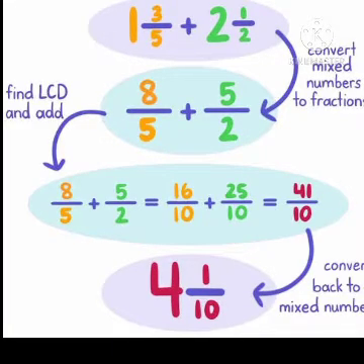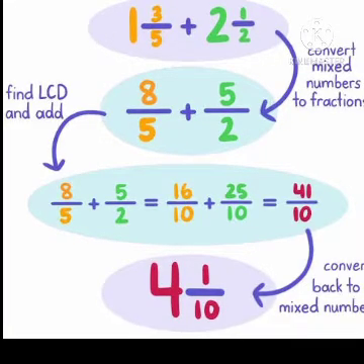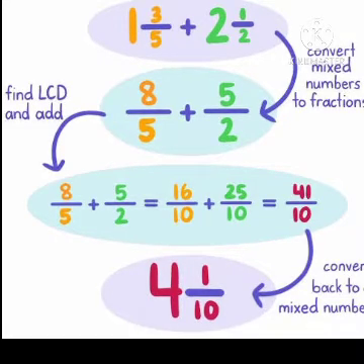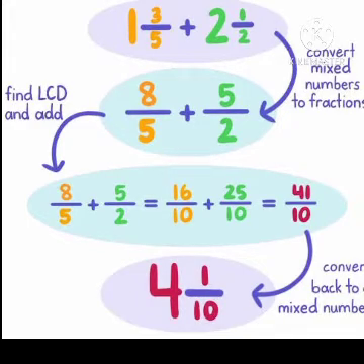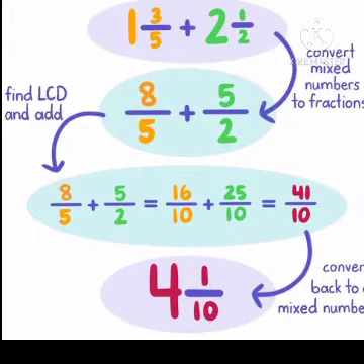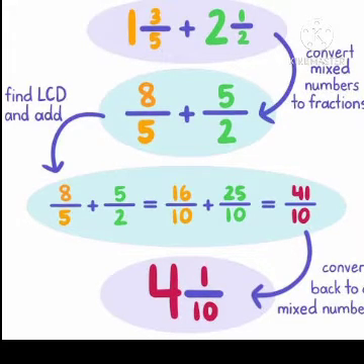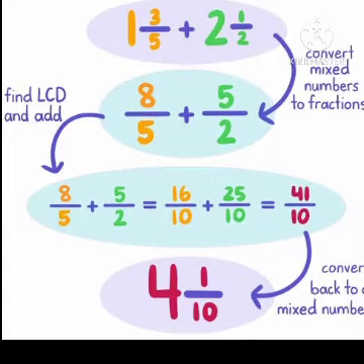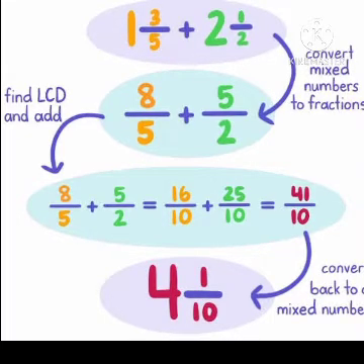Here 8 by 5 plus 5 by 2 is there. Now we have to convert the denominators to 10. See children, first the number is 8 by 5. 8 by 5 into 2 by 2. Why? Because in the 5 table, 10 is 2 times. That's why we have to write into 2. 8 into 2 is equal to 16. 5 into 2 is equal to 10. The next number is 5 by 2. 5 by 2 into 5 by 5. 5 fives are 25. 2 fives are 10.